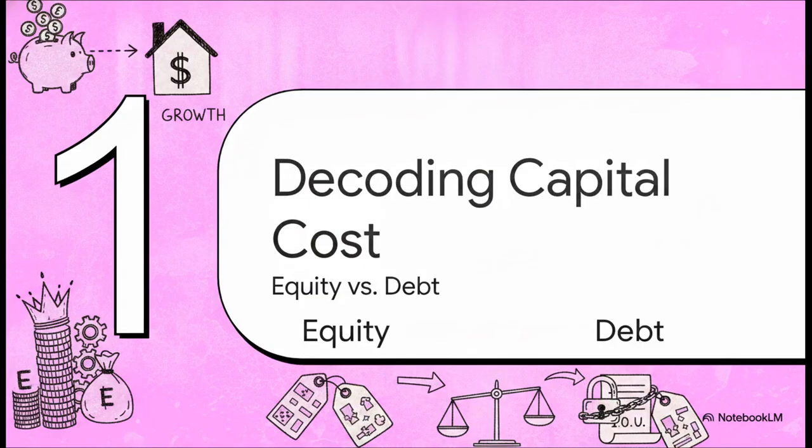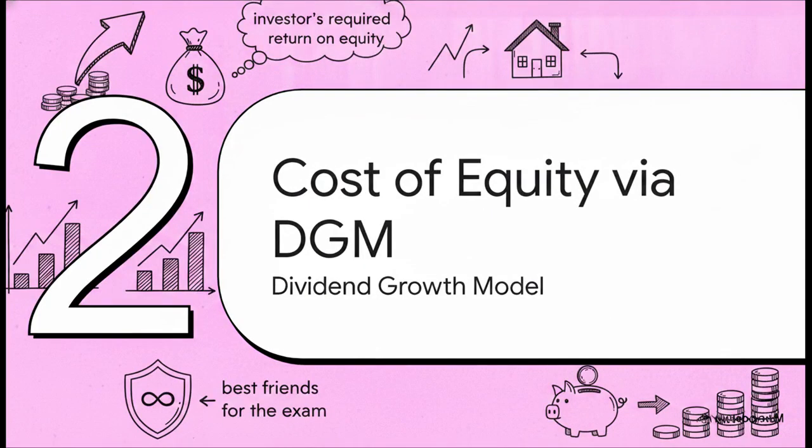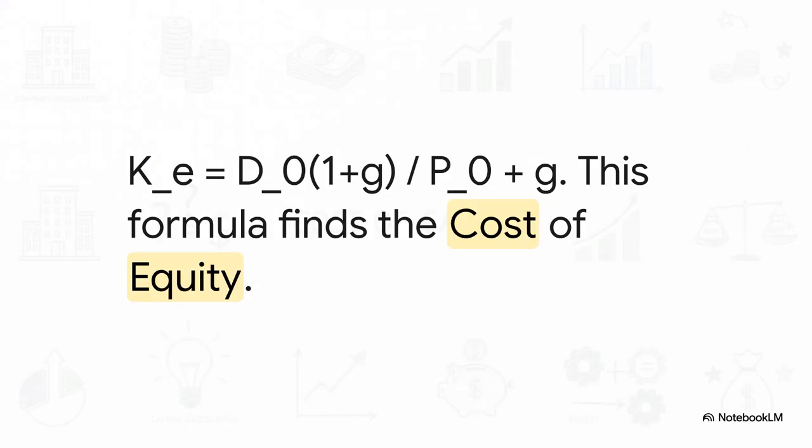Section 1. Decoding cost of capital. Section 2. Cost of equity via the DGM. So when a business needs cash to grow, it basically looks at two primary kingdoms of capital, right? You've got equity, which is money from shareholders, and debt, which is money from lenders. We're going to start with equity.